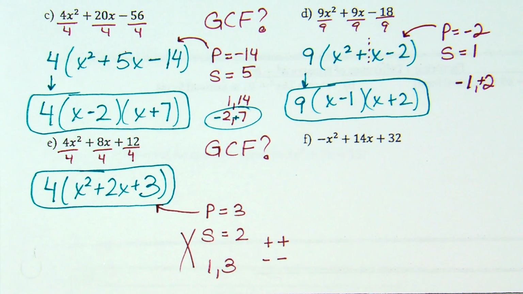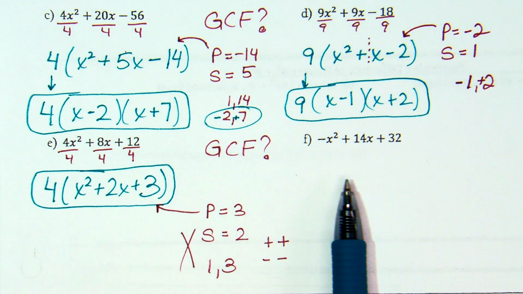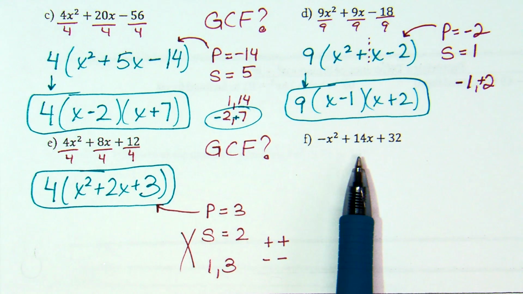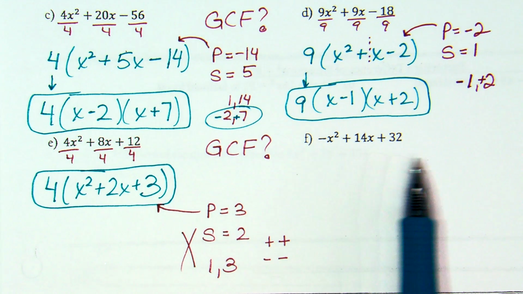Okay. F. I need to finish F. So, first question on F: is there a GCF? As we look, is there a traditional GCF? Number-wise, no, because there's nothing in front of x squared other than the negative. They don't all have an x. However, that negative 1 does count as a GCF.